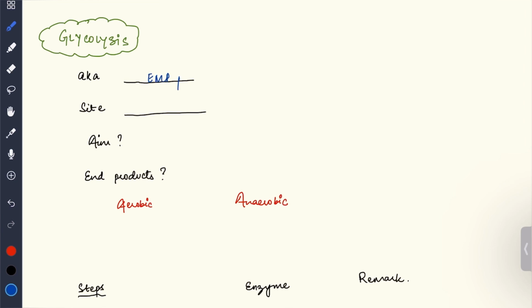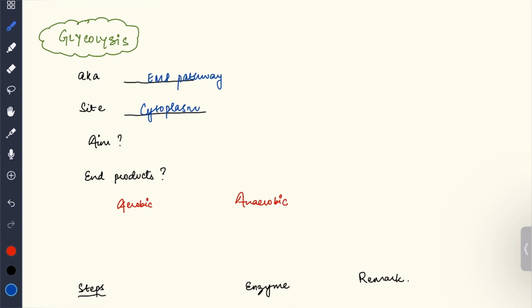EMP pathway. You don't need to know the full name of it. EMP is the name of the scientists who were behind this concept, Embden, Meyerhof, and Parnas, so we can just skip the name. They'll give you only one option, EMP. The site will be cytoplasm. Where does it take place? Nucleus or cytoplasm? Cytoplasm. Cytoplasm is the site of glycolysis.